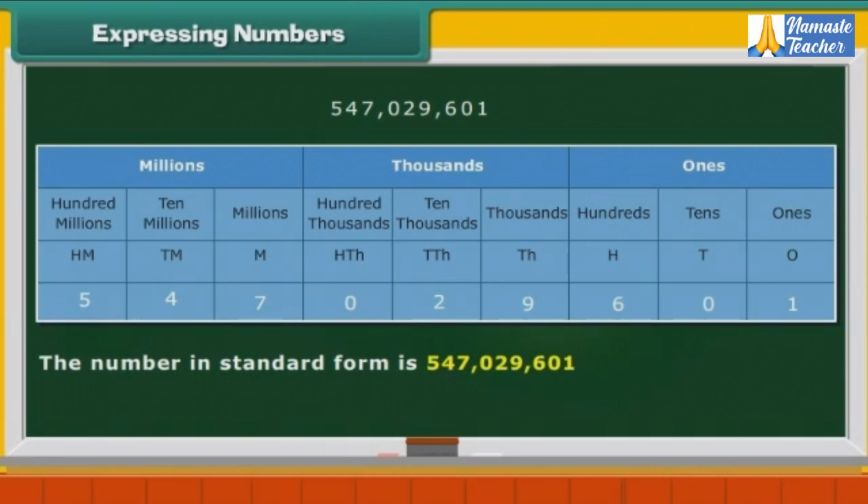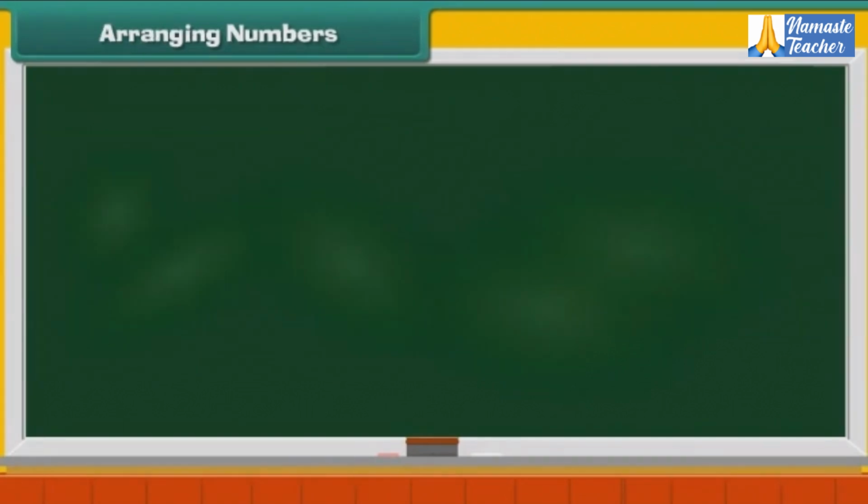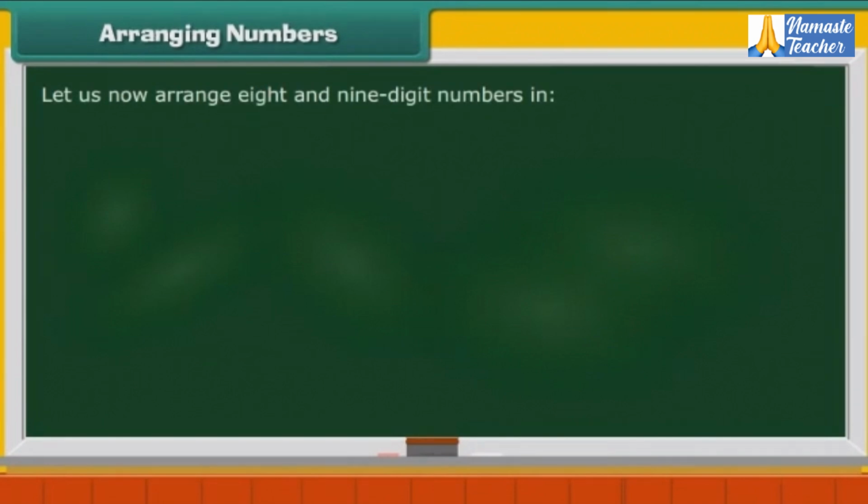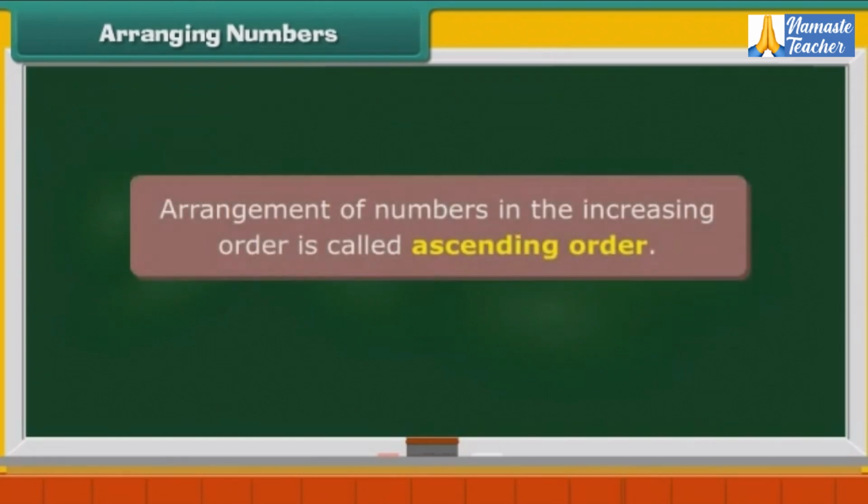Therefore, the number in standard form is 547,029,601. Arranging numbers. Let us now arrange 8 and 9-digit numbers in ascending order and descending order. Let us now arrange numbers in ascending order. Arrangement of numbers in the increasing order is called ascending order.